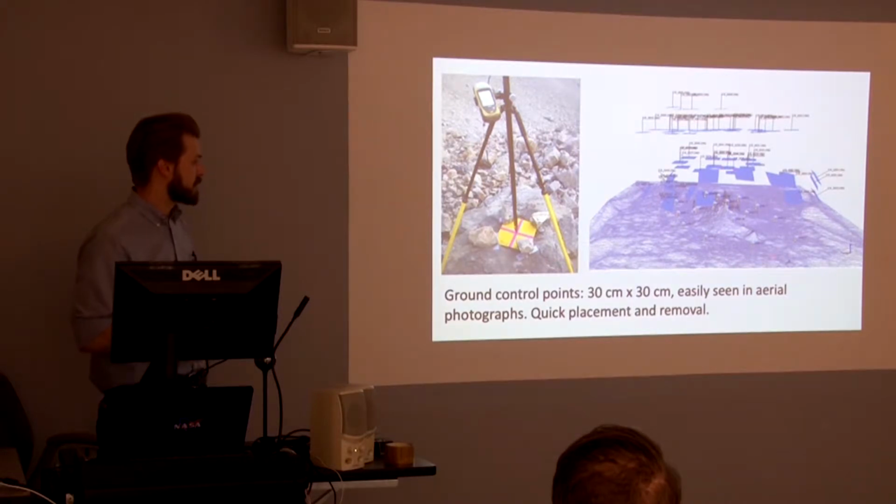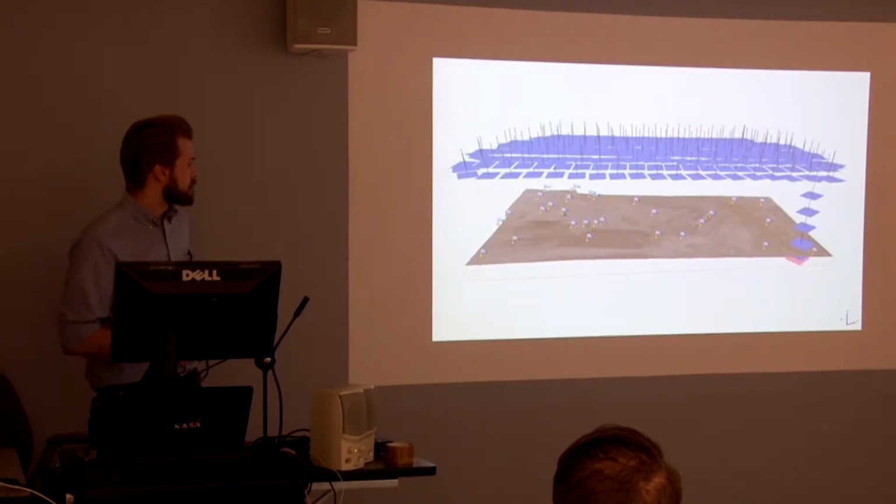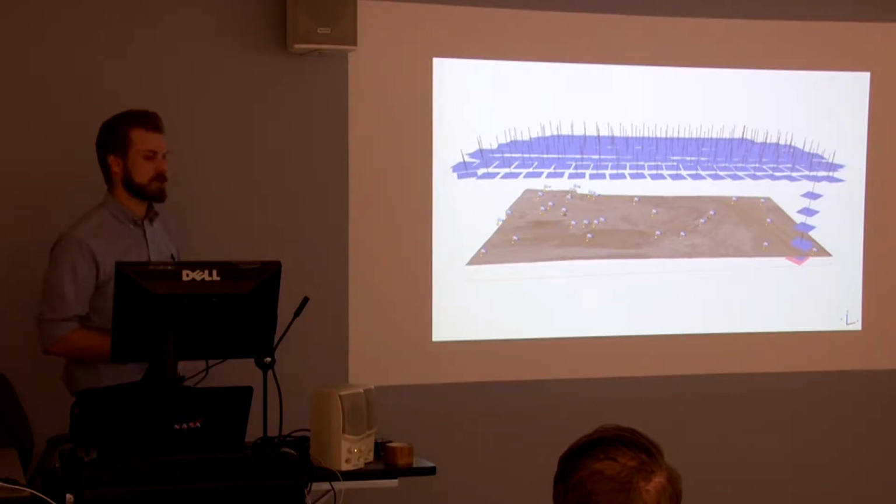We started out just taking pictures helter-skelter all over some of these mounds. We used these 30 centimeter by 30 centimeter ground control points. And eventually we decided to become more systematic with things. That made it a lot easier for us to calculate what our flight time was going to look like, and what the velocity and altitude needed to be in order to achieve the ground sampling distance that we were looking for.